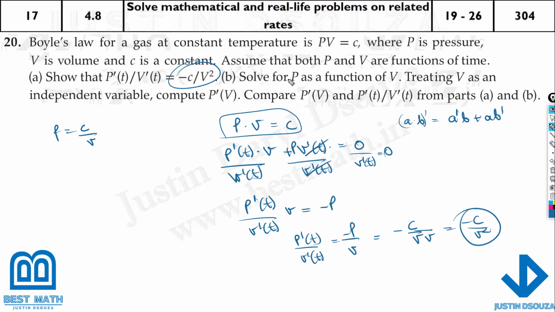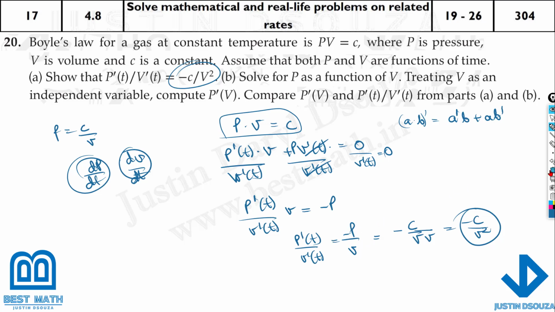The second question is to solve for P as a function of V. Okay, in this question we should not do this implicit differentiation. What was this exactly with respect to time, right? dP by dt. This is implicit, and then we add dV by dt. That was implicit differentiation, but now we are doing derivation with respect to V. Treating V as an independent variable, compute P prime of V and compare with this particular equation.